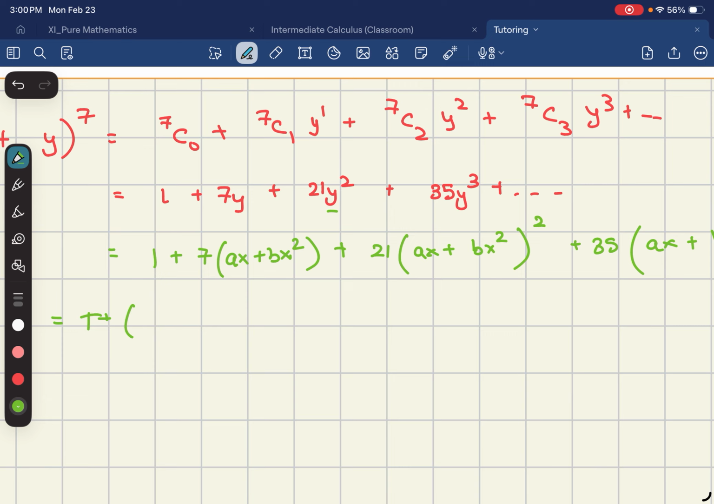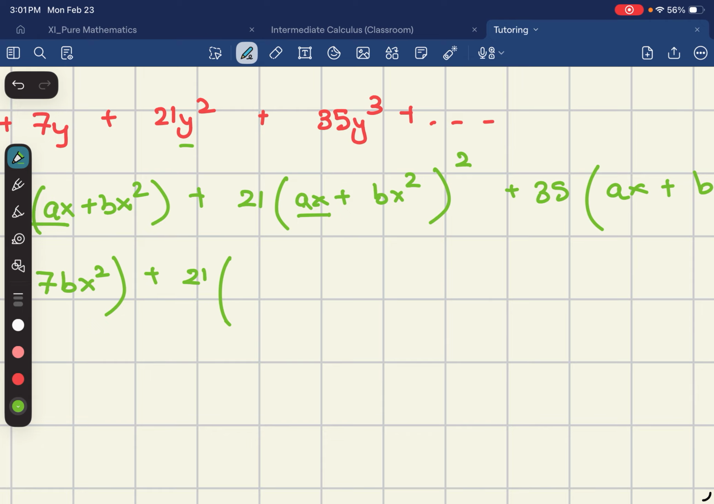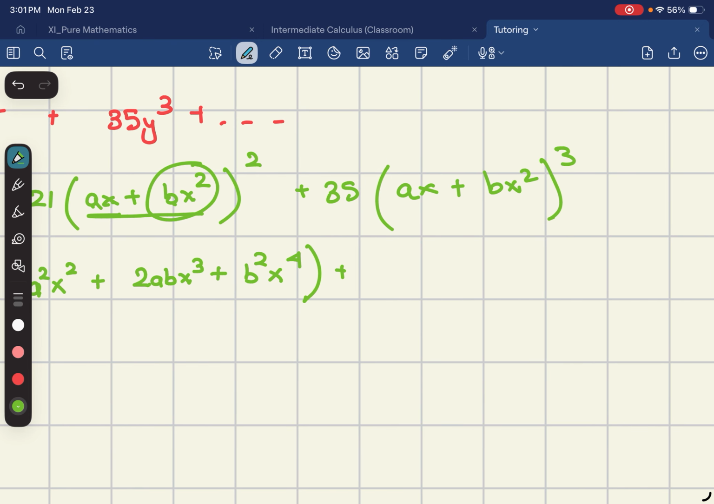So I can directly multiply 7 inside the bracket. That is not an issue. 7 times ax is 7ax plus 7bx squared. Then 21 times, well, I can easily expand this because that is just a plus b whole squared. So a squared is a squared x squared plus, I have to multiply these two terms together. So I would get abx cubed, right? A times b is ab, x times x squared is x cubed, and I need to multiply the whole thing by 2 because I have 2ab in the formula. And finally, if I say this is b, b squared is b squared x to the power 4, plus 35.